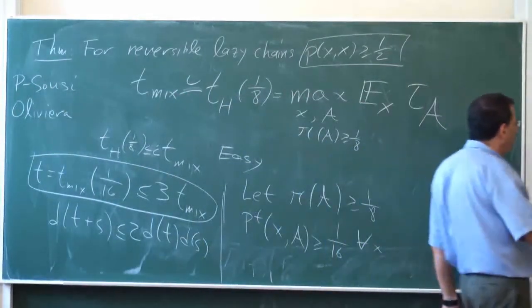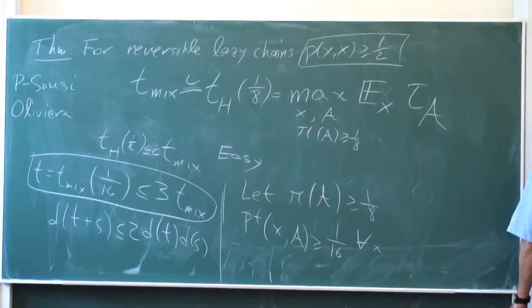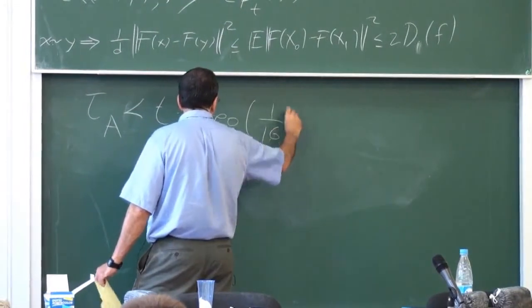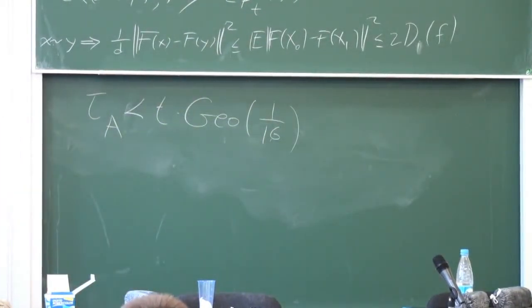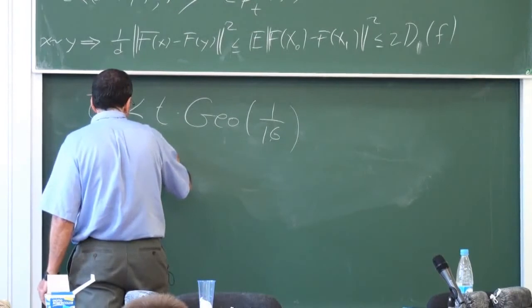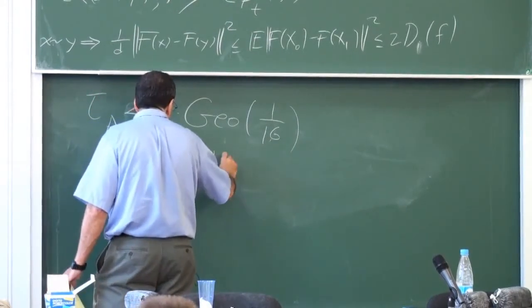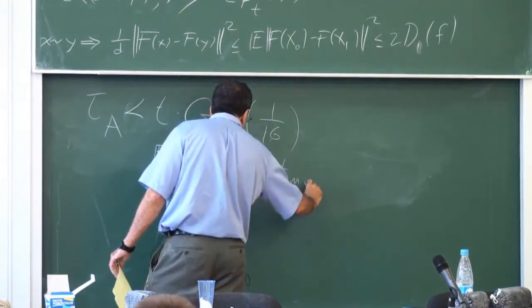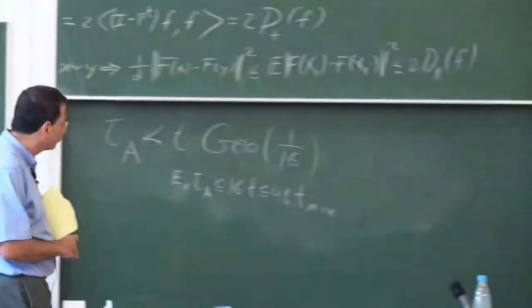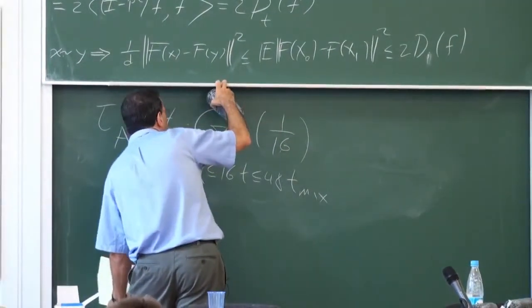Now we're basically done, because we can bound the hitting time of the set A by t times a geometric variable with parameter 1/16, in the sense of stochastic domination. In other words, we can perform experiments starting wherever we are, run for time t, and with probability 1/16 you're in A. If not, wherever you are, start another experiment, with probability 1/16 you're in A, and so on. So the expected number of experiments you'll need is at most 16. So the expectation of tau A is bounded by 16t, which is at most 48 T mix. So this bound is almost immediate, bounding the hitting time by the mixing time. The other direction is not immediate, and it will be our next goal.